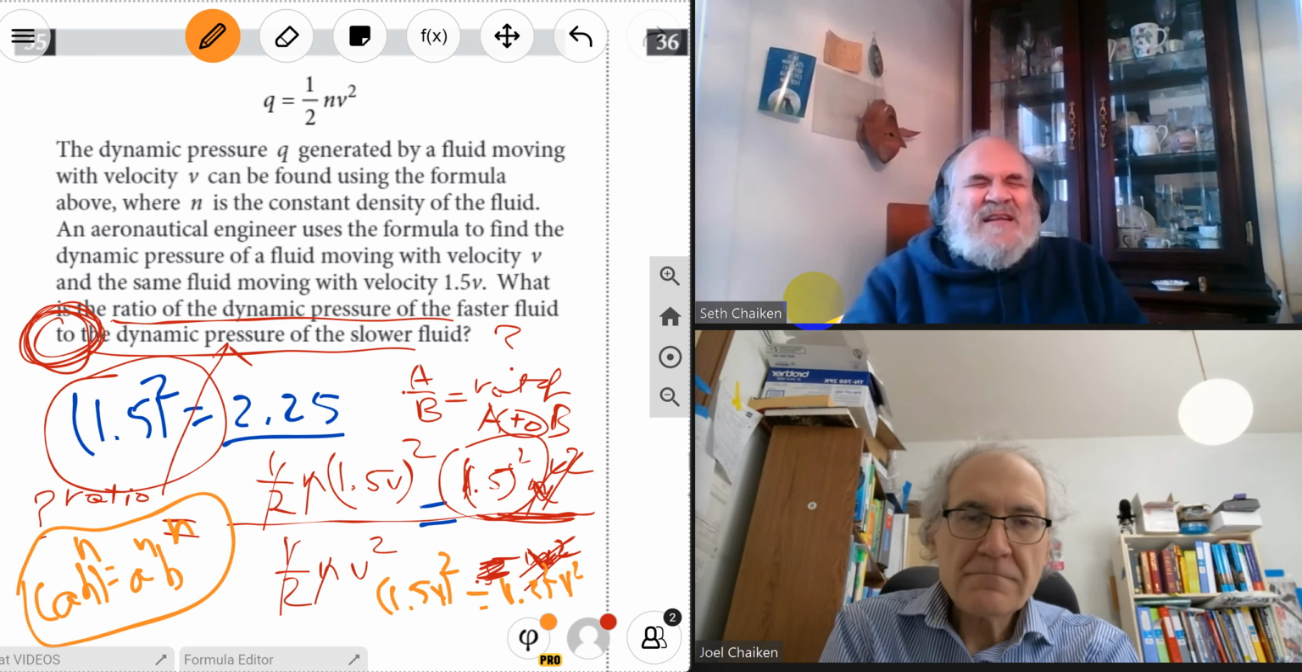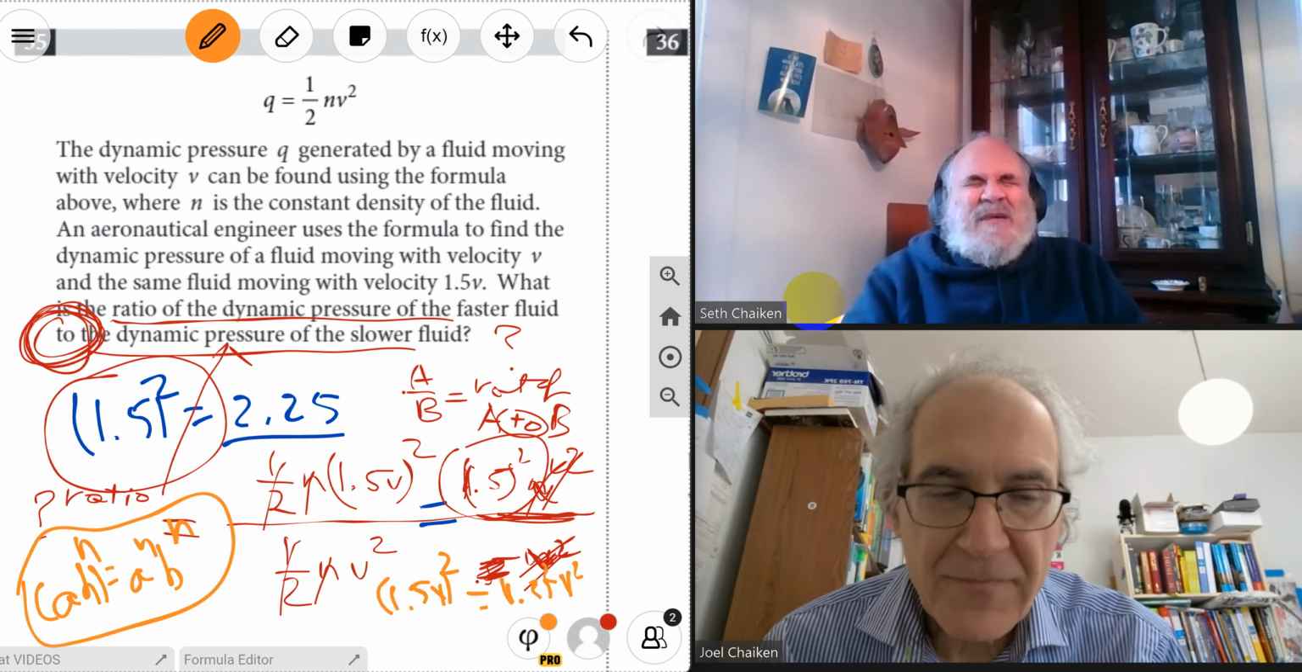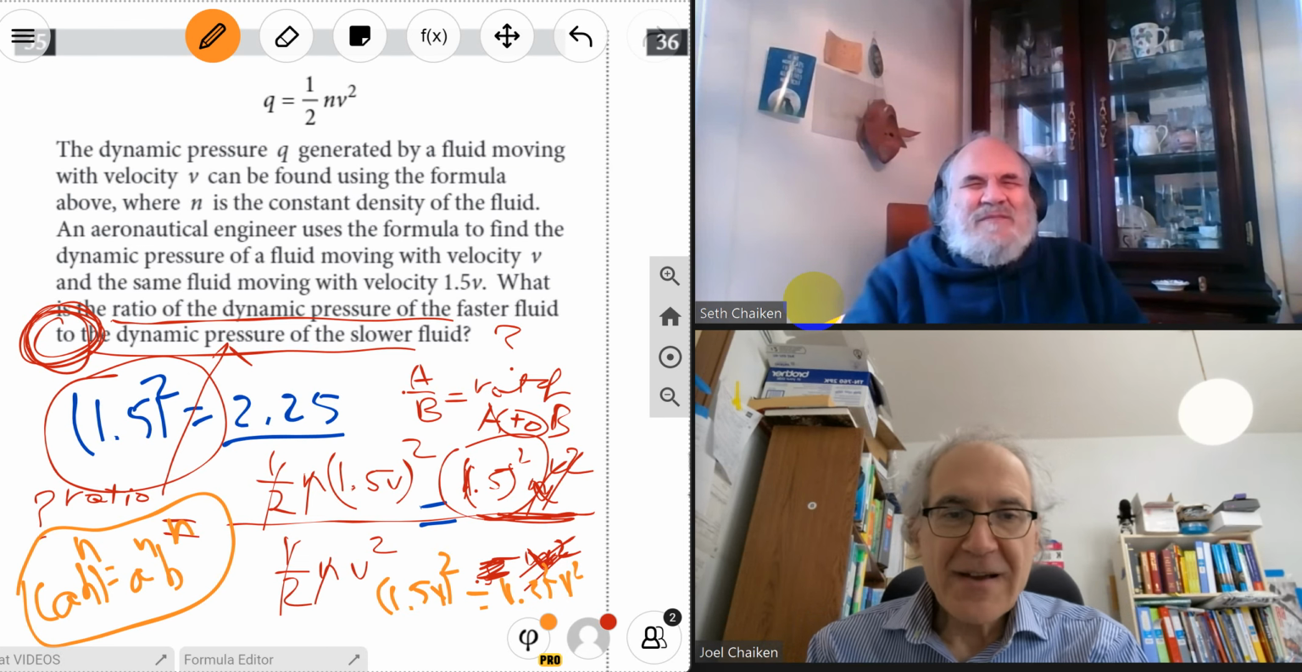Even worse, say 5 miles per hour versus 10 miles per hour. The speed doubles, it goes up by only 5 miles per hour, but the kinetic energy goes up by a factor of 4. Okay, so I think we're done here, right? Yeah, I think we're done.